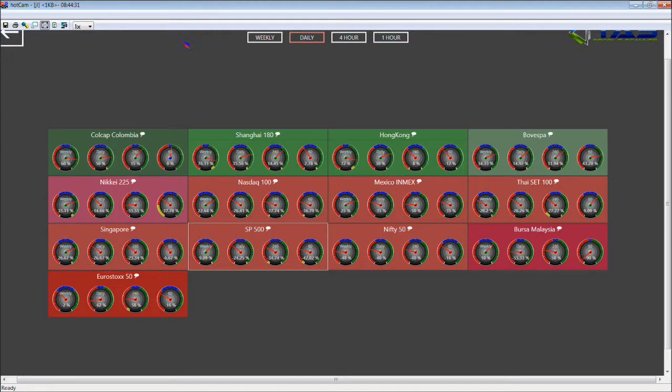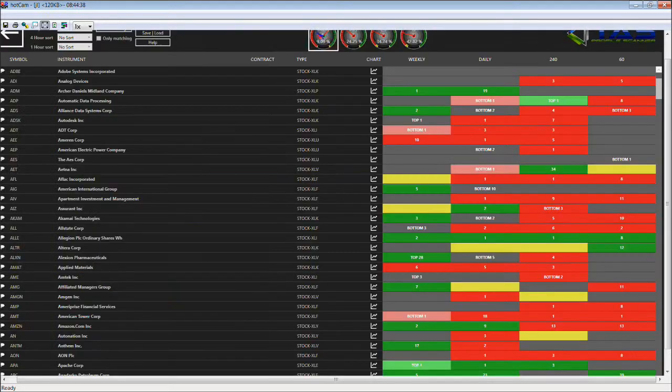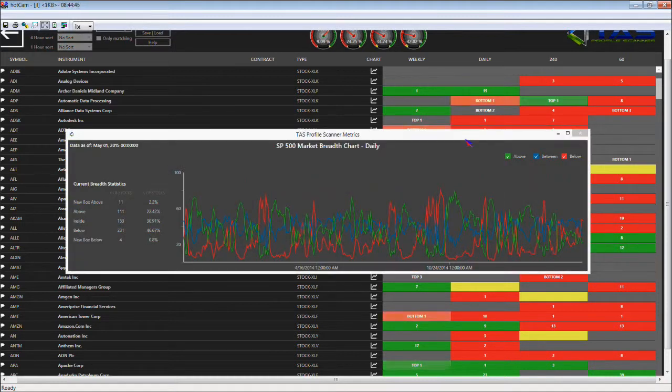Drilling down into it, we do some sorts. Let's just look at our figures on our daily. Those are our statistics. If you have this, you can read it. Almost 50% of the stocks in the S&P now are trading below intermediate daily profiles here. So what we're going to do initially is look at the S&Ps just to get the index view here.